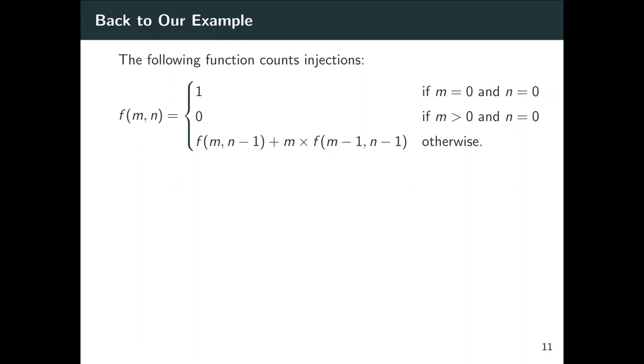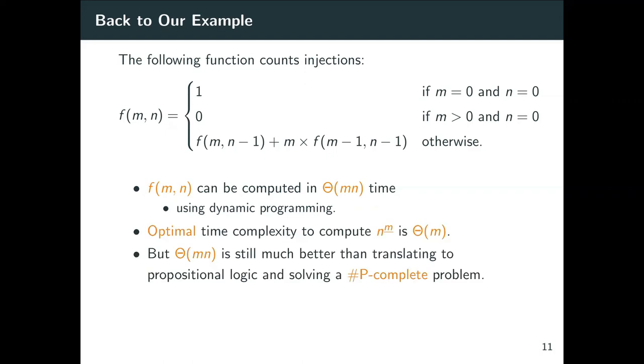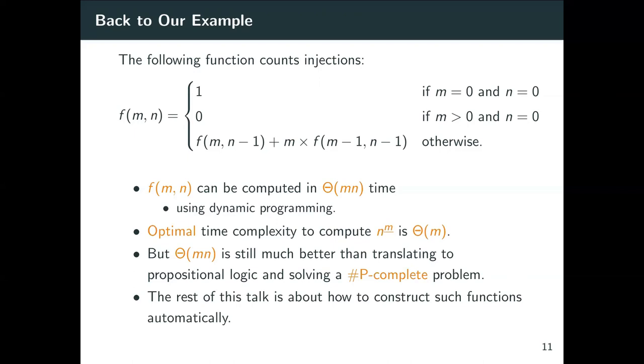Now, initially, you might see two function calls and assume that this must be inefficient, but with dynamic programming, we can compute it in theta of n times n time, assuming that we can do each operation, multiplication and addition, in atomic time. Now, the optimal time is, of course, linear in n. But this kind of quadratic-seeming solution is still much better than the usual solution, which is translating everything to propositional logic and solving a sharp-P complete problem. The rest of this talk is going to be about how we can construct these functions automatically.